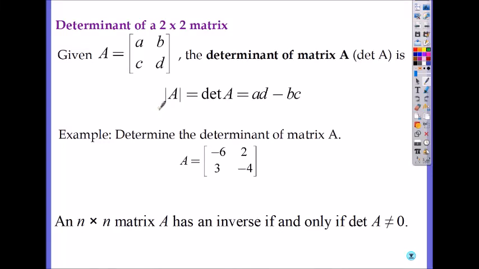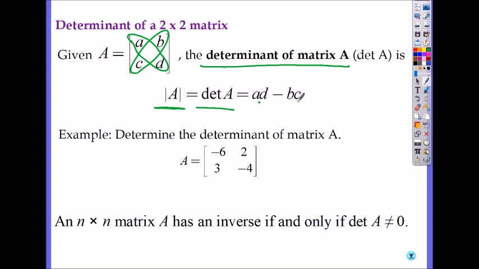So absolute value of matrix A, two bars on both sides, means the determinant of matrix A, which becomes a number. What you need to do is multiply these two diagonally, A times D, minus these two multiplied, B times C, and it will become a number. That's a determinant. Okay?